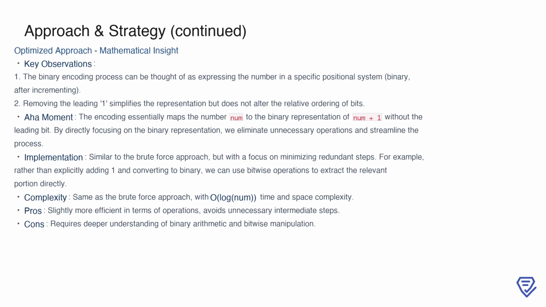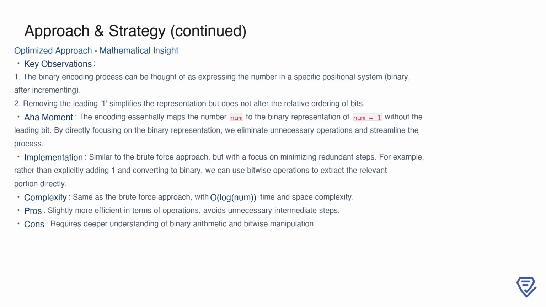An alternative to the brute force approach is an optimized method based on mathematical insight. Here, we focus on the key observations about encoding. Essentially, the process of encoding can be reimagined as expressing the number in a binary system after incrementing it by 1. The removal of the leading one simplifies the representation but does not alter the sequence of bits. This insight leads to a more streamlined implementation where we can avoid certain redundant steps, such as explicitly adding 1 and then converting to binary.